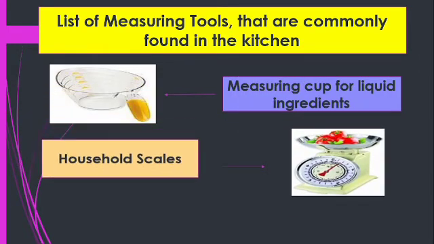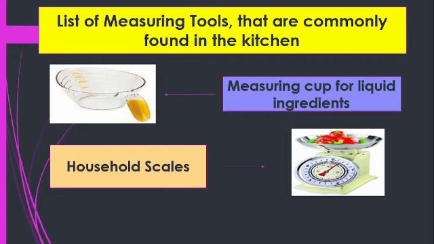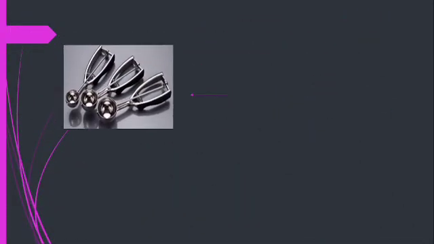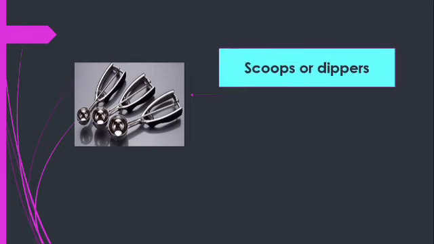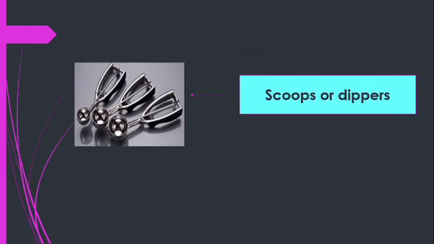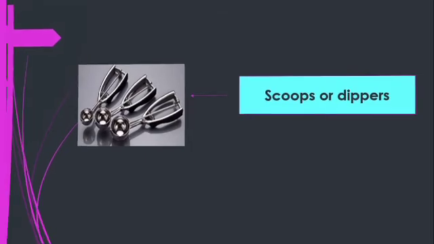Household scales are used to weigh large quantities of ingredients in kilos, commonly rice, flour, sugar, legumes or vegetables, and meat, up to 25 pounds. Scoops or dippers are used to measure servings of soft food such as fillings, ice cream, and mashed potato.